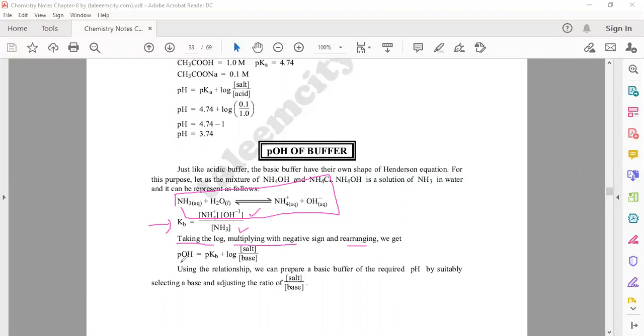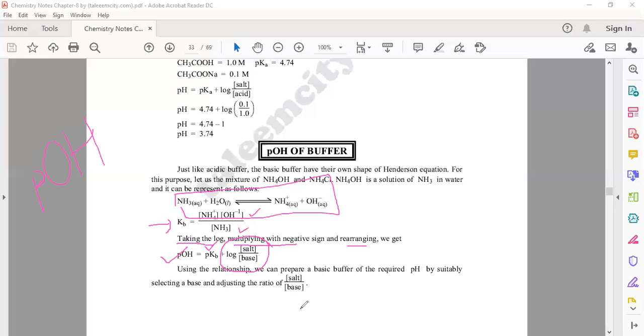Next you have to take the negative log of OH concentration, negative log of Kb, the ionization constant, and log for salt and base. You can derive the pOH Henderson equation. You can derive easily the Henderson equation to calculate pOH. If in the exam the question is to derive the Henderson equation to calculate the pOH of a buffer solution, you have to derive it in the same way that we have done for acid.